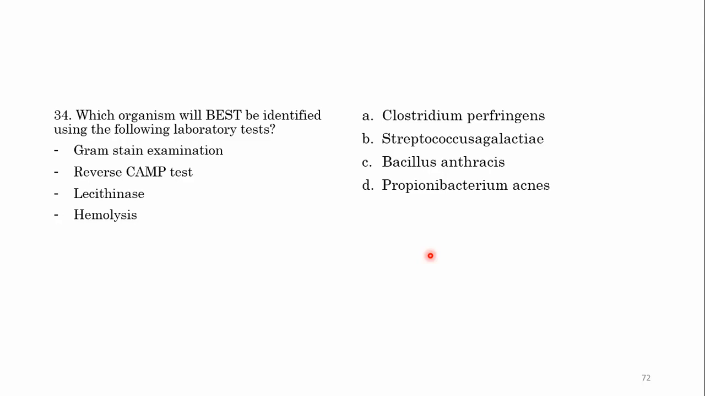The correct answer is letter A, Clostridium perfringens, your boxcar-shaped bacillus. Gram stain would be a great help. Why? Because of its unique morphology. Boxcar-shaped bacillus. Reverse CAMP test positive. Lecithinase producer using the egg yolk agar. Hemolysis: it shows double zone hemolysis. Number 34, letter E.